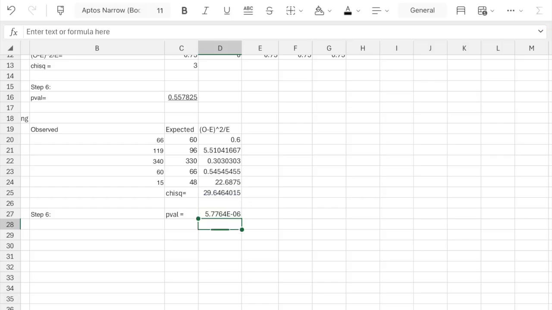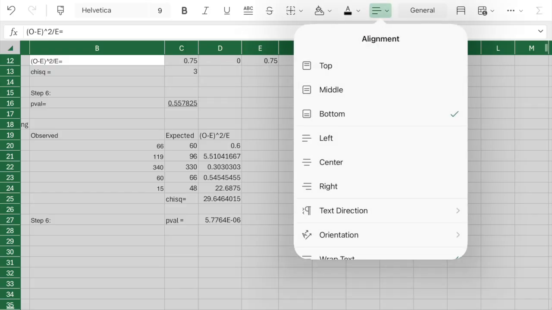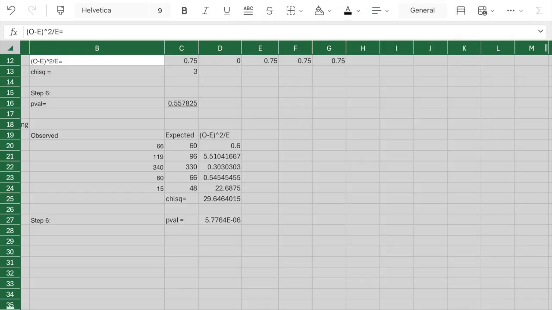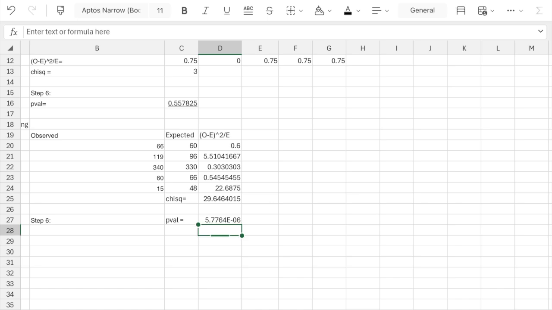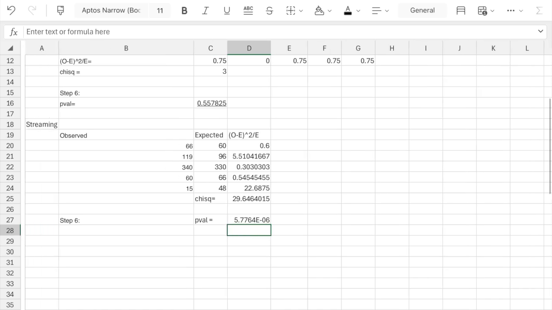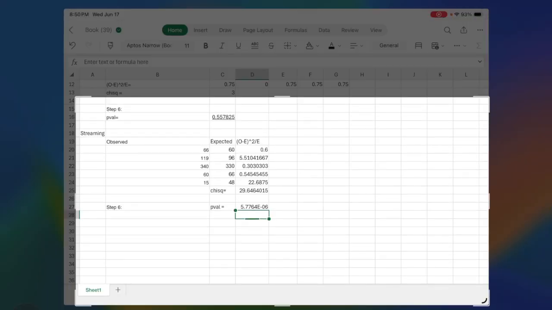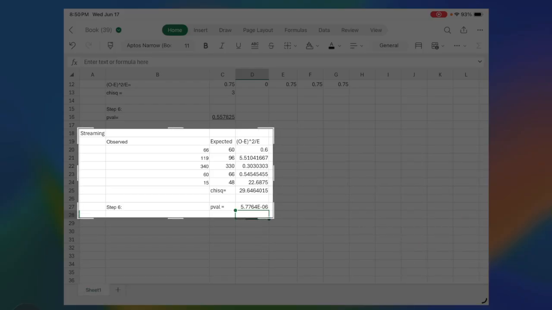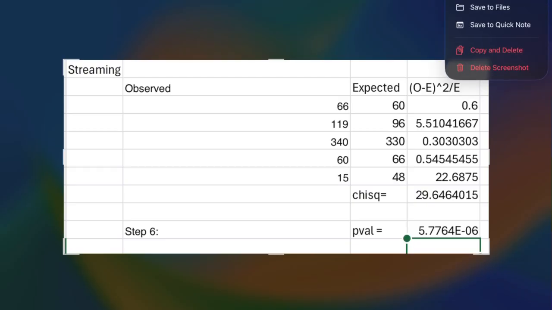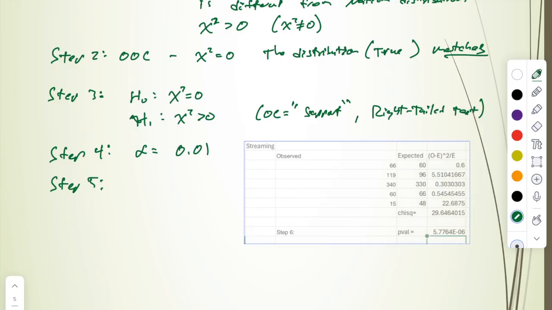There it is. All right, let me just go like this again. Select all, take off word wrap. There it is. Remember this one there was the sum. All right, very, very low. Let's go ahead and screenshot this. Copy and delete. Go back, paste. There we go.